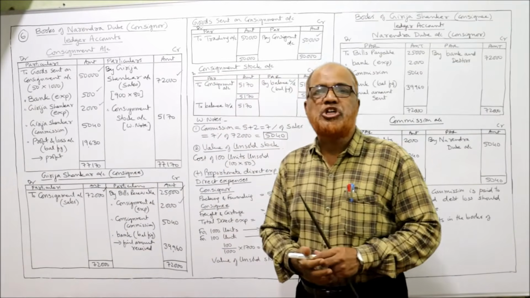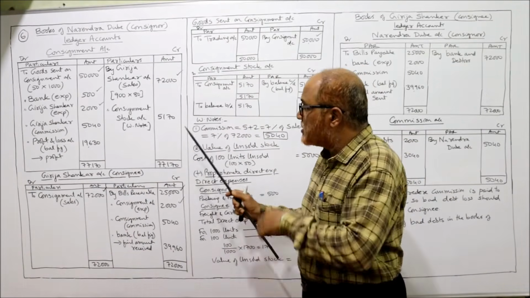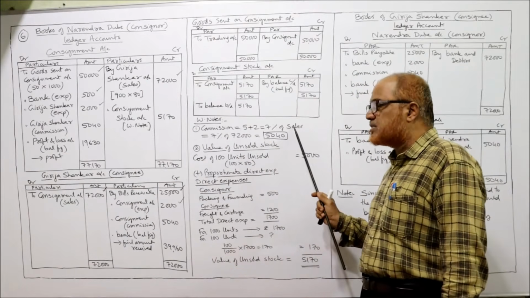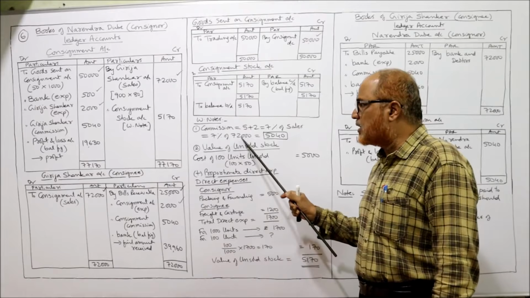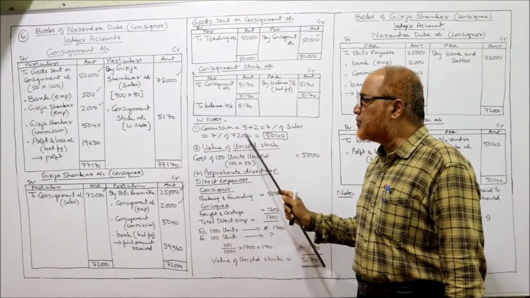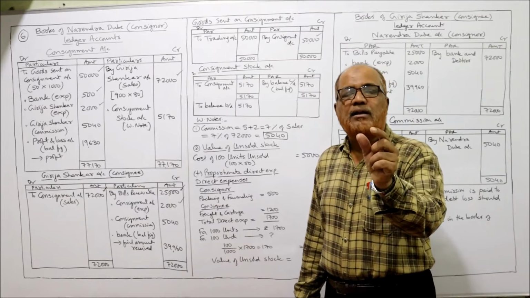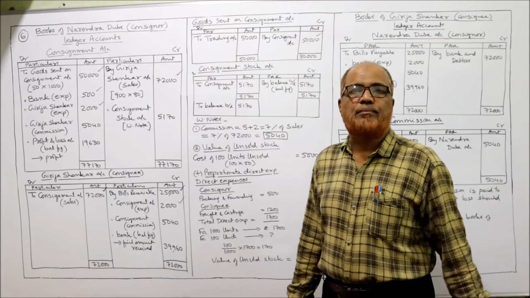Next entry is commission. How much commission? Here I have calculated. Commission is equal to 5% plus 2%, 7% of sales. So 7% of 72,000 comes to 5,040. So the entry will be consignment account debit to Girija Shankar.